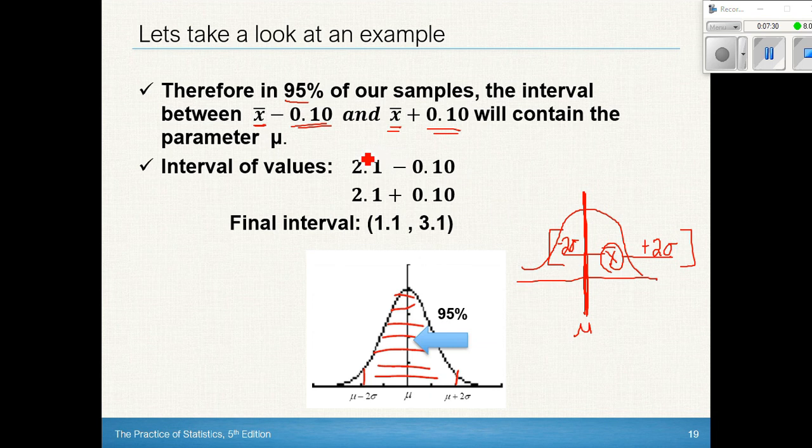So now let's take our sample mean that we gathered from before. X bar, remember, is 2.1. So let's take 2.1. Let's subtract 2 standard deviations, so let's subtract 0.10. Now let's add 2 standard deviations, so that's 0.10. And I'm going to get an interval from 1.1 to 3.1.